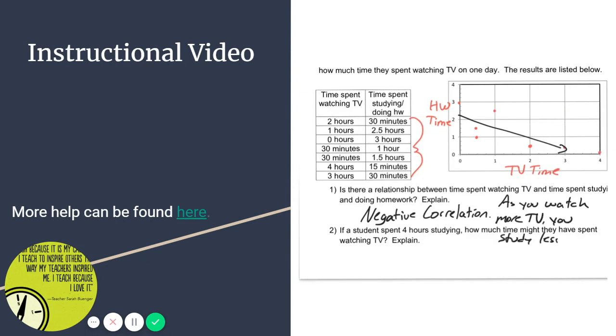So that's the example of a negative correlation. As TV time increases, homework time decreases. You watch more TV, you do less homework. So that's our negative correlation there. If a student spent 4 hours studying, how much time might they have spent watching TV?